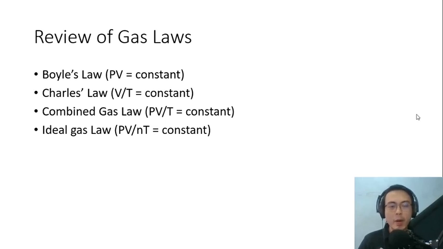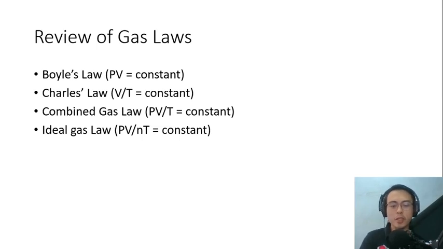Next is the combined gas law. This is just the combination of Boyle's law and Charles' law. That's PV over T is equal to constant, or P1 V1 over T1 is equal to P2 V2 over T2. And lastly, the most commonly used, the ideal gas law wherein PV over nT is equal to constant. The constant in this case is the real gas constant R. So that becomes PV equals nRT.